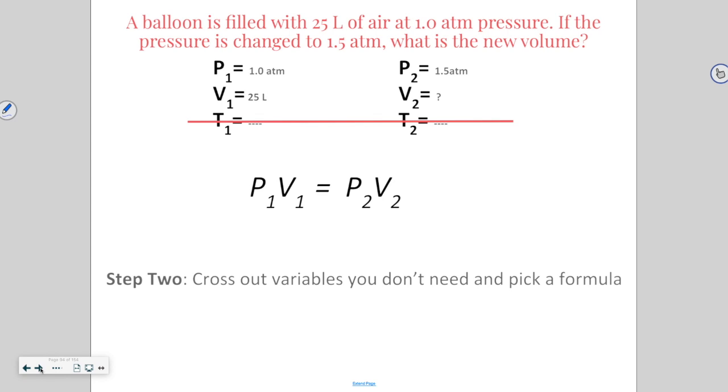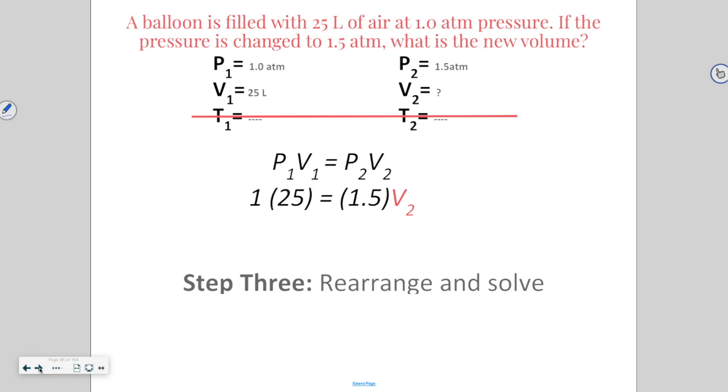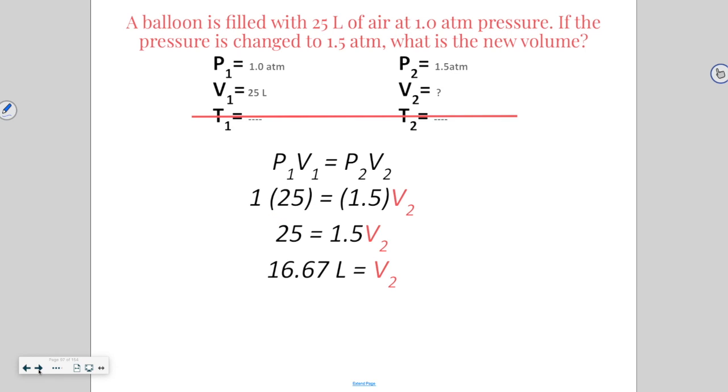So we're going to plug into that equation. I've got 1 atm times 25 liters equals 1.5 atm times volume. So combine like terms and simplify. I've got 25 equals 1.5 V. As we know, in order to get V by itself, I need to move 1.5 to the other side. So I'm going to divide by 1.5 on both sides. It cancels out on the right and leaves me with 16.67 liters as my final volume.